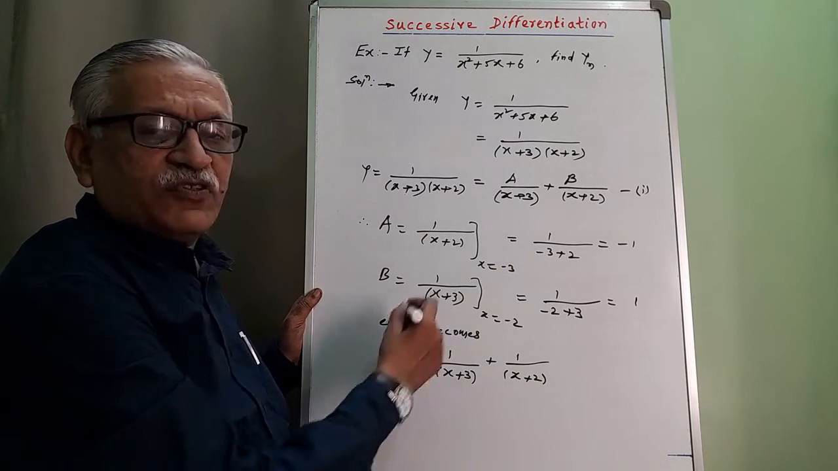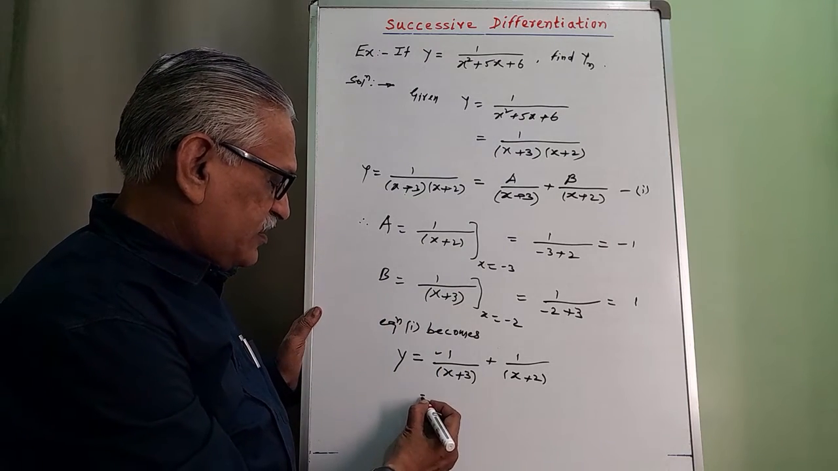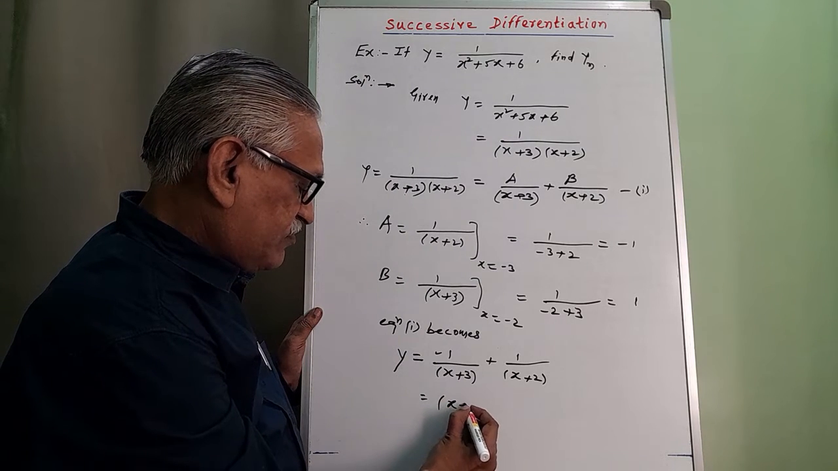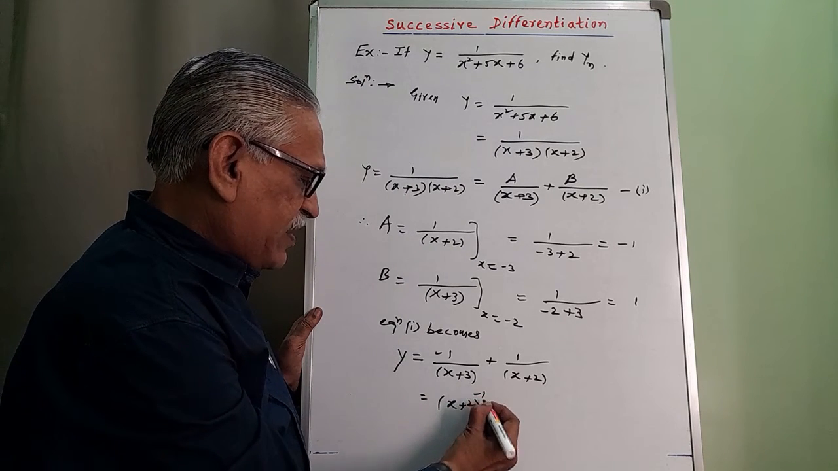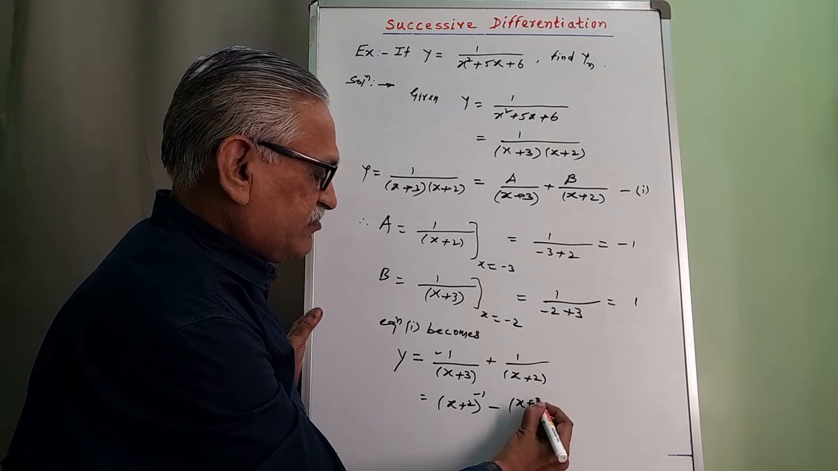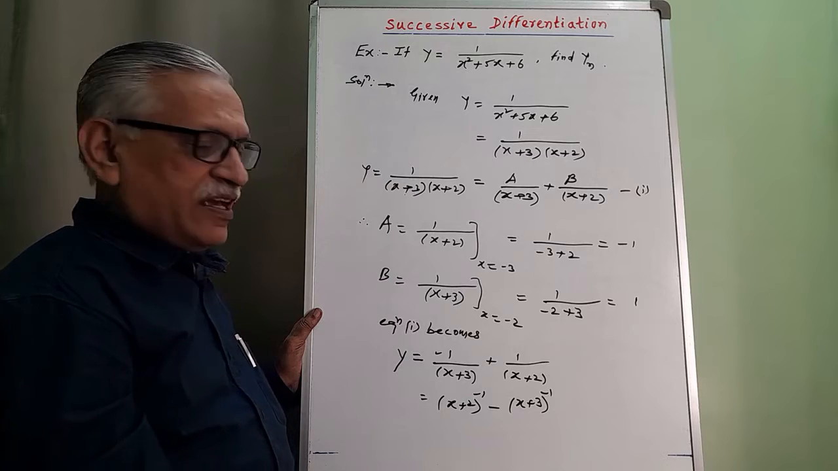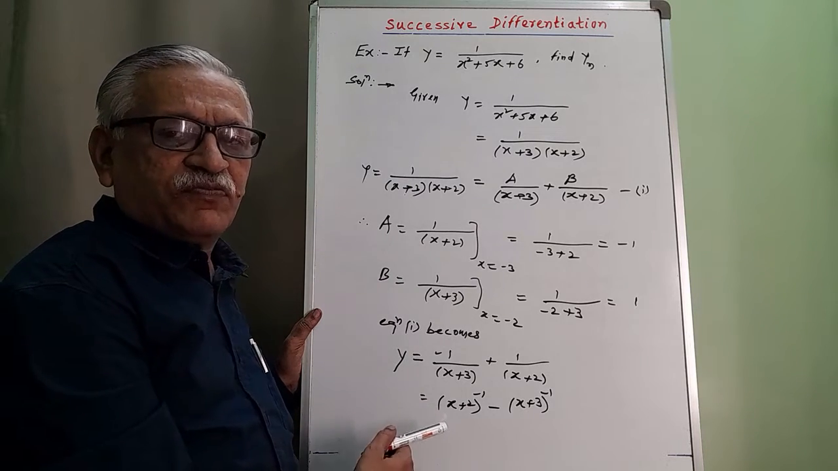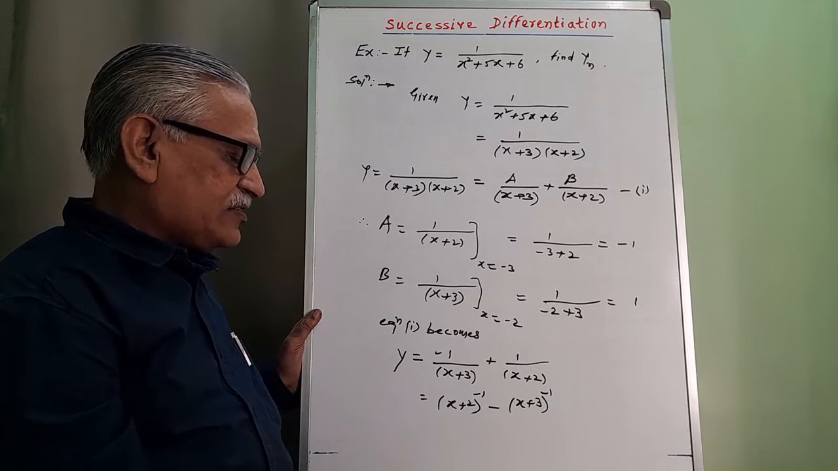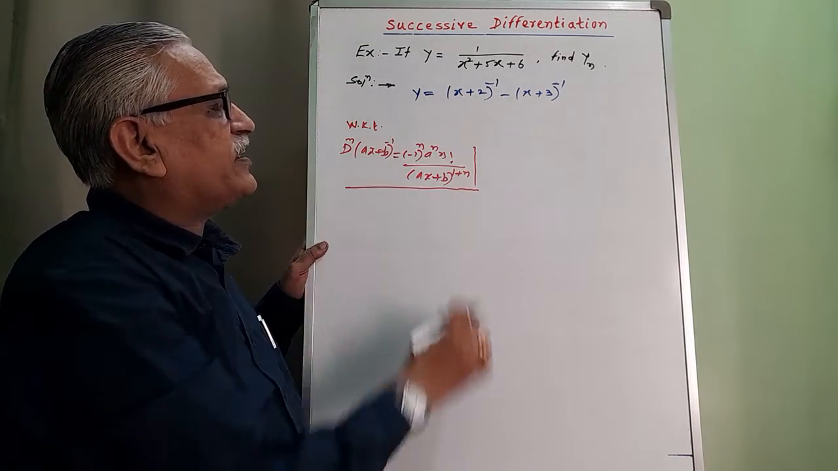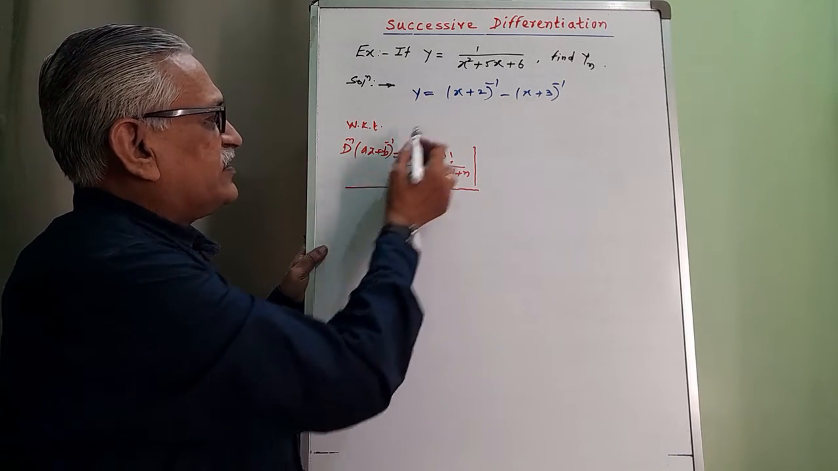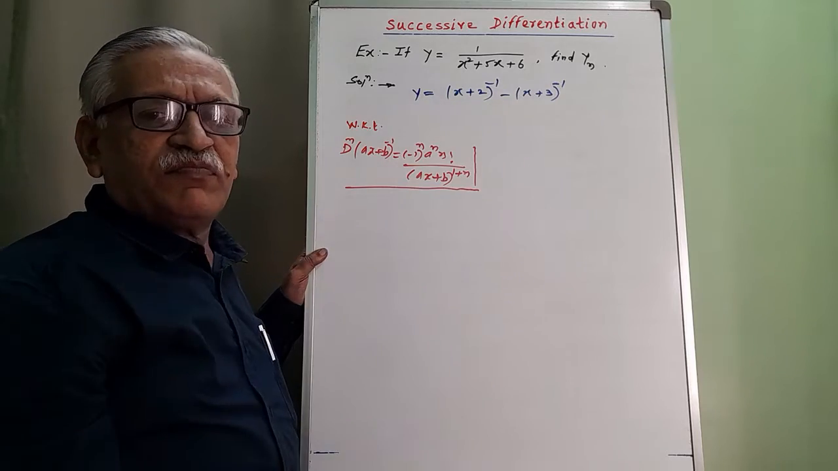Then transferring these terms to the numerator, I will write down the positive term first. Therefore it is x plus 2 raised to minus 1 and minus x plus 3 raised to minus 1. And then we can determine the nth derivative of this by using the standard result. Therefore applying that standard result, differentiating this y, as it is in the form of ax plus b raised to minus 1.